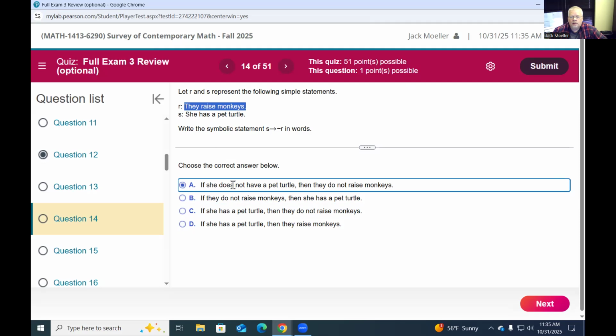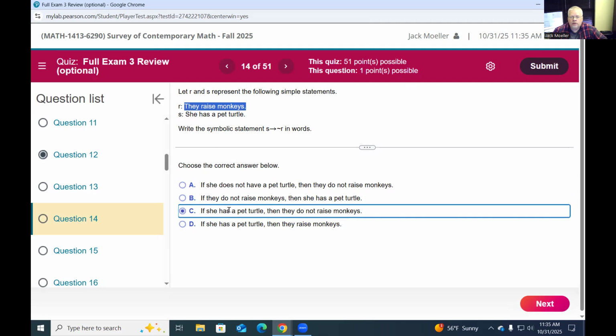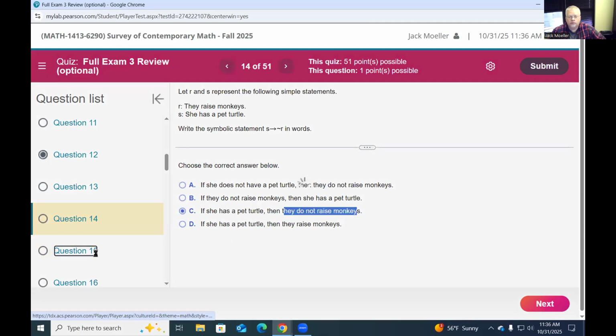And then A is does not have a pet turtle. C, she does have a pet turtle. Well, it's S. So she has a pet turtle. So that's good. Then they do not raise monkeys. Well, that is not R. So this is how you have to go through and do these 3.2 problems. You're going to have them in symbol form and then translate it to English, or they may give you the sentence in English, and then you have to go backwards and translate to symbols.